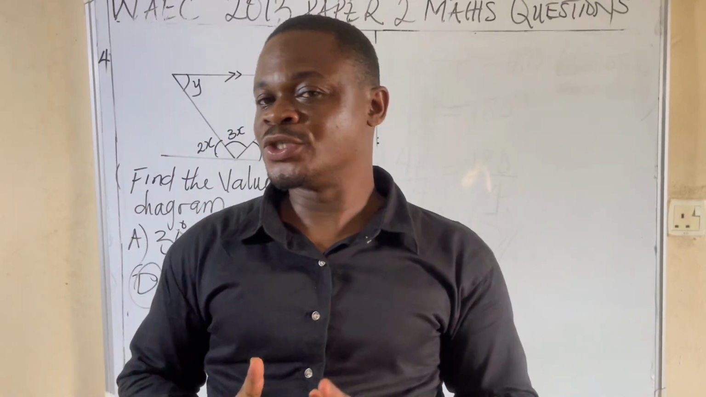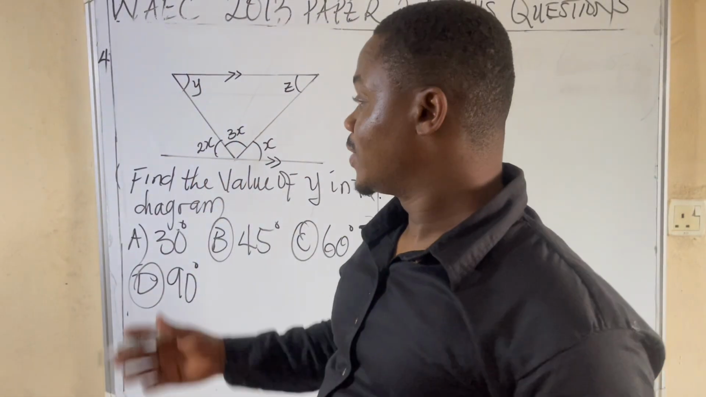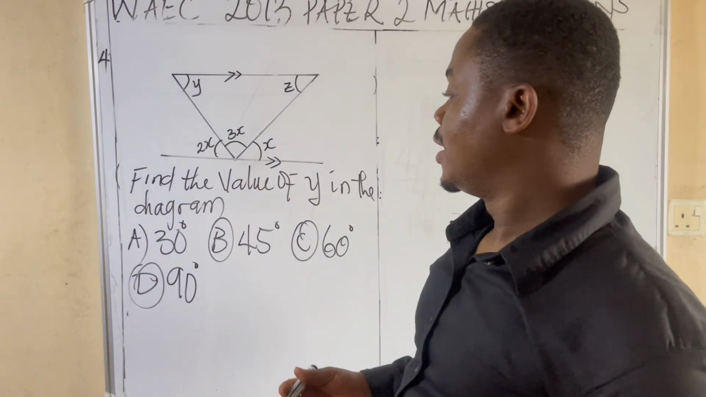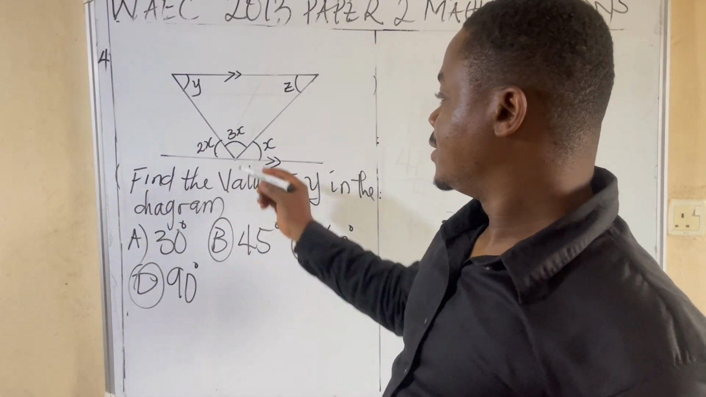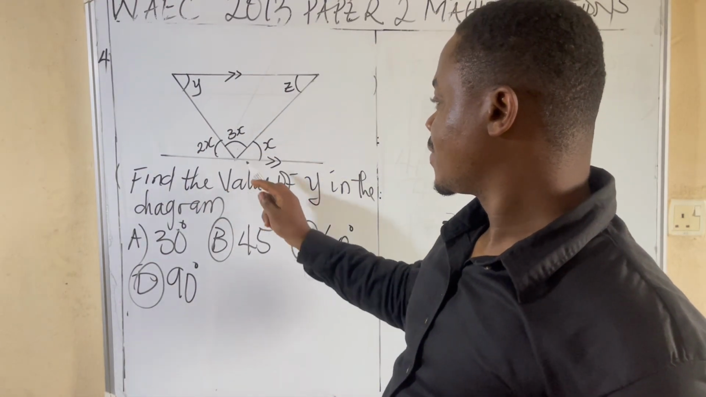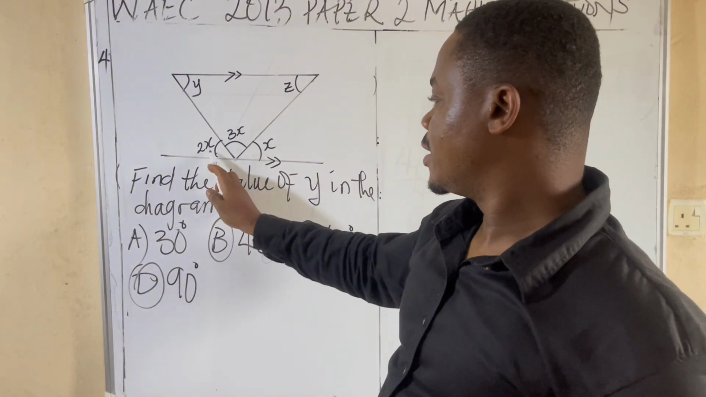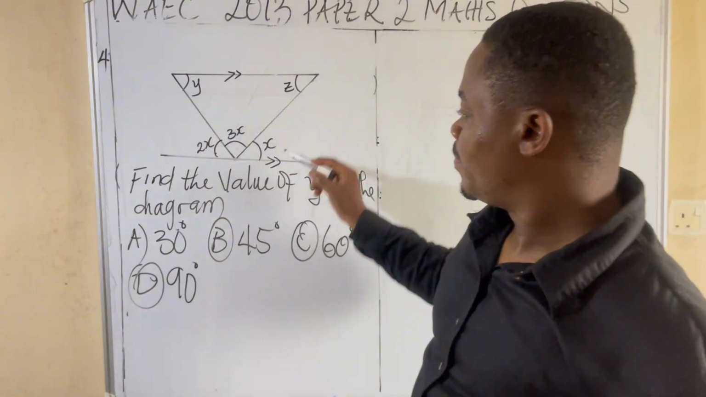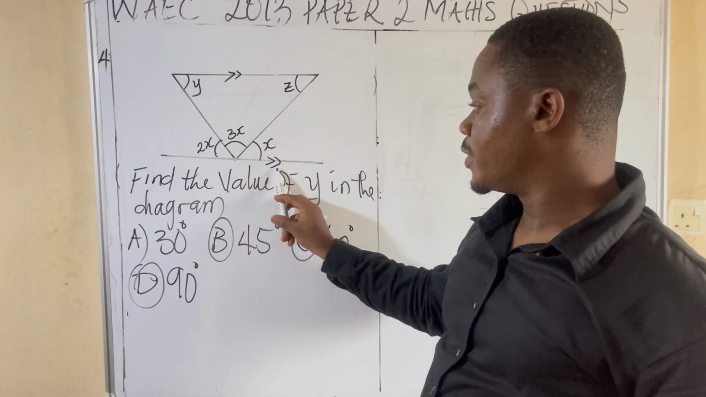Let's solve this question on the board. Look at this diagram on the board, and this angle is 3x, here is x, here is 2x. Pay attention to this symbol here.